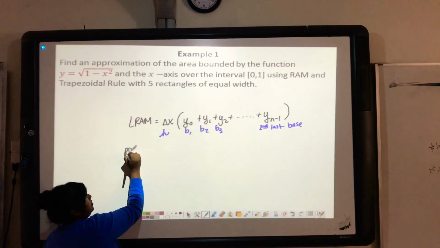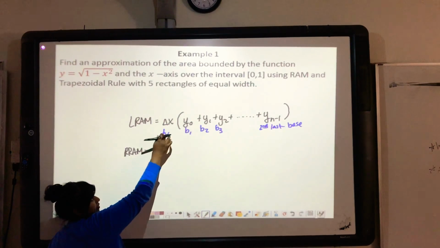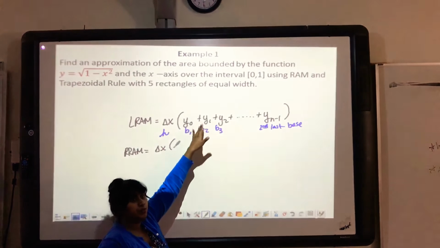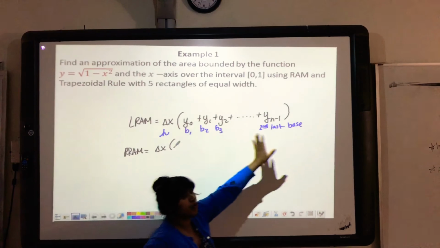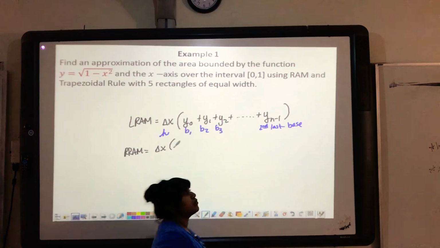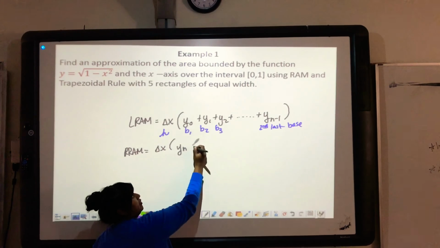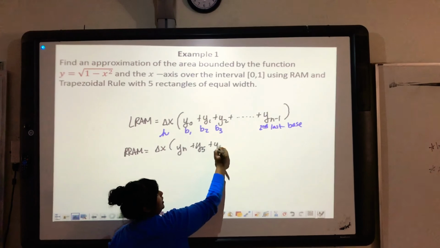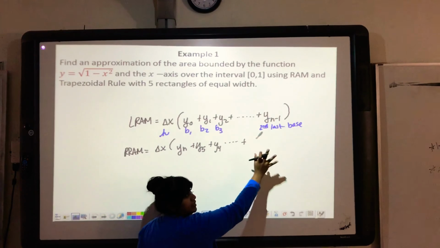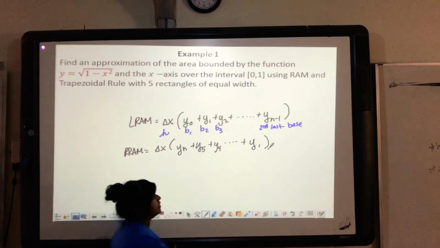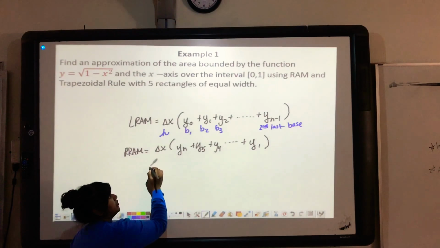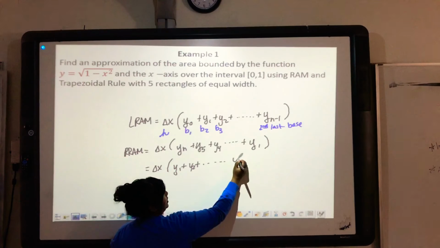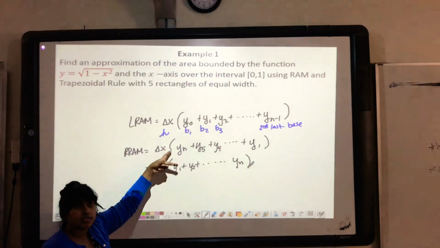I'll talk about what that means in just a second. If we're looking at our RAM, then we have delta x, but instead of starting at the initial value, we're going to start at the second value, or as some people like to say, they like to just start on the right hand side. So instead of the second to last value, we start with y to the n, the last value, plus y to the n minus 1, all the way until we get to not the initial value, but y1. Again, we could have said delta x times y1 plus y2, all the way until we get to the last value. Either of these is acceptable.